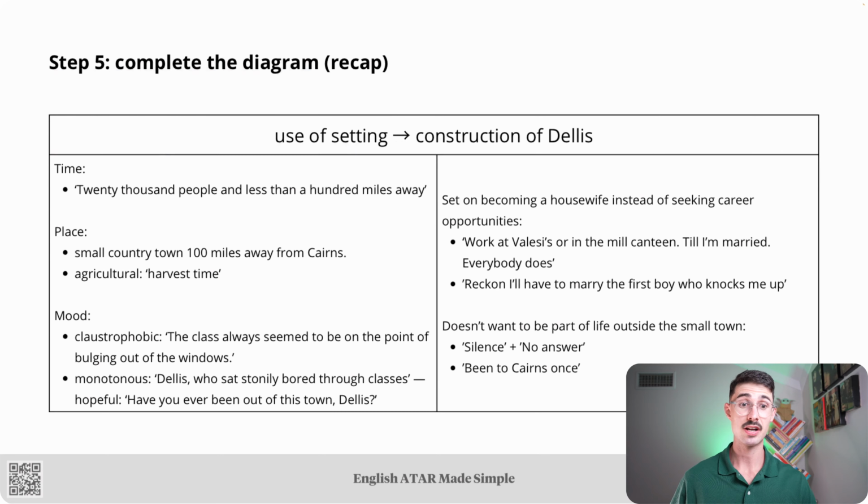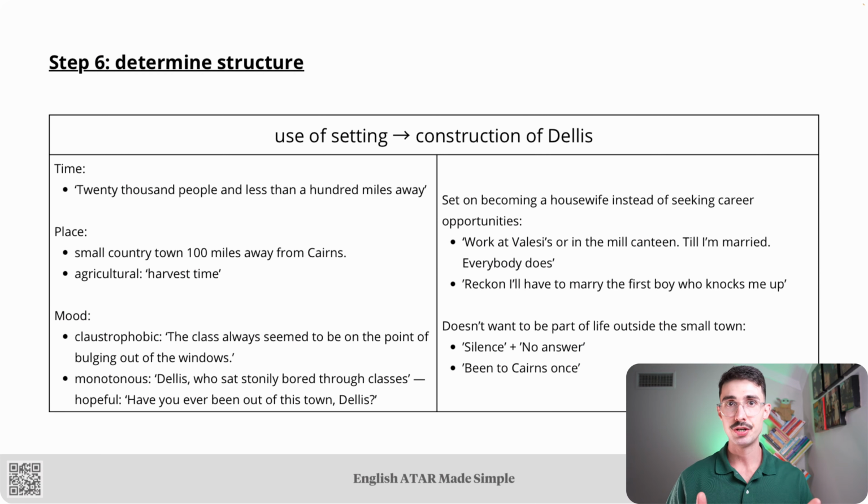Similarly, I'm not going to go through all of the planning steps all over again. I'm only going to do a brief recap on step number 5, which is complete the diagram. This was the diagram we completed. Our 2 elements of the question were use of setting and how that leads to the construction of Delis. The setting of a text consists of its time, place, and mood. We discussed a few things in relation to each of those. And then for the construction of Delis, we outlined 2 main points. Delis is set on becoming a housewife instead of seeking career opportunities, and Delis doesn't want to be a part of life outside the small town.